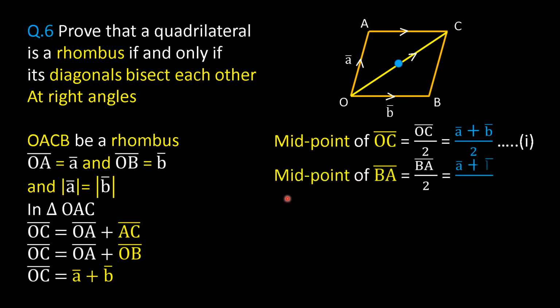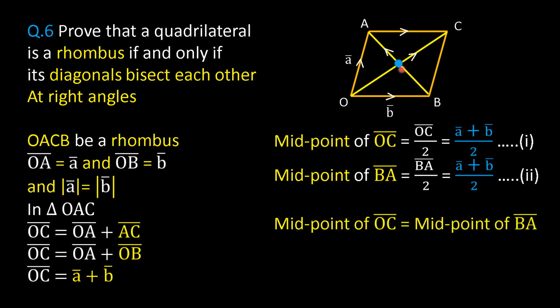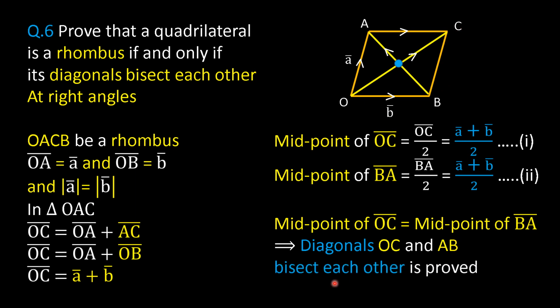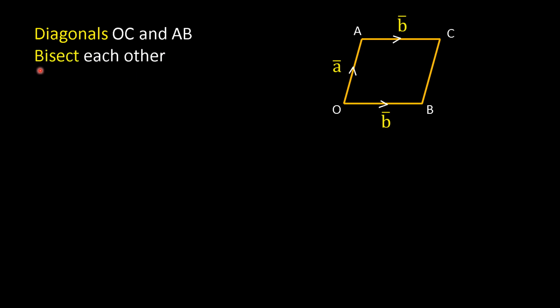Also, midpoint of BA bar will be A bar plus B bar by 2, which will be here, and we name this equation 2. Now midpoint of OC bar equals midpoint of BA bar. Therefore, we say that diagonals OC and AB bisect each other. And this is the first part we have proved. In this quadrilateral, we have proved that diagonals OC and AB bisect each other.